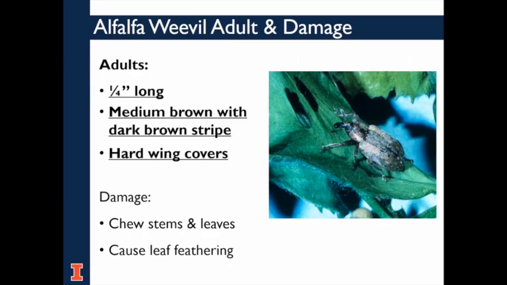Alfalfa weevil adults are a quarter of an inch long. They are a medium brown color with a dark brown stripe down their back. Like all weevils, they have a strong snout-like appearance and have hard wing covers that make them difficult to squish. Adults chew stems and leaves, causing them to have a feathered appearance.